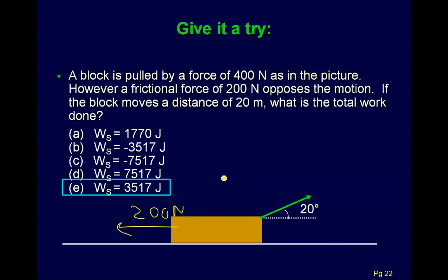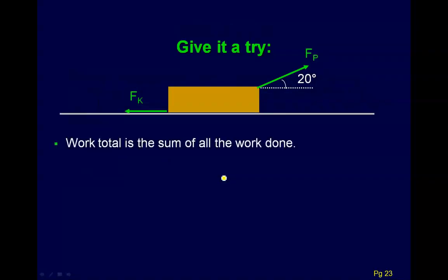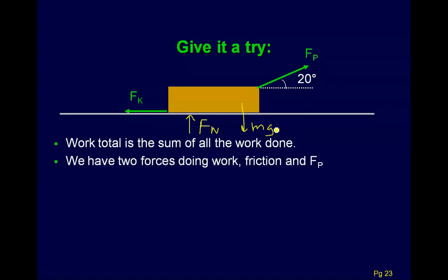Okay, when I did this, I got 3517 joules. Let's look at this. So here's the picture. The work total is the sum of all the work done. Now the two forces doing work are the force of the pull and the force of friction. Also there would have to be this normal force and an mg, but again they're at 90 degrees, so they don't do any work. They're just kind of along for the ride.